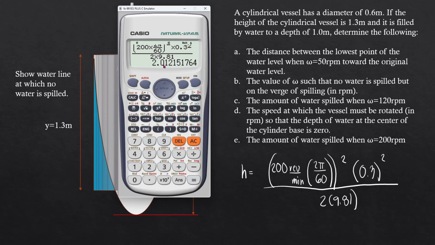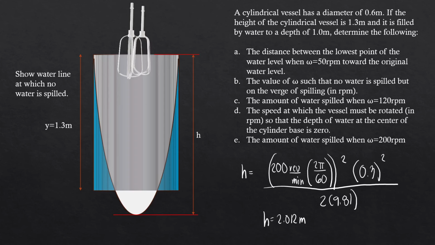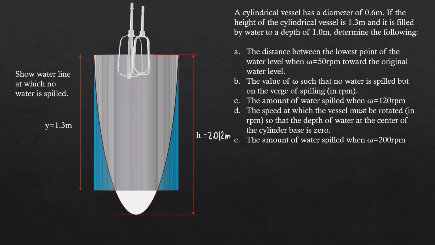We have 2.012, which already exceeds 1.3 meters. So that's why the vertex is already below the base of the cylinder. And so let me just erase this one. For the volume spilled, we need to show first the paraboloid for which water is on the verge of spilling.